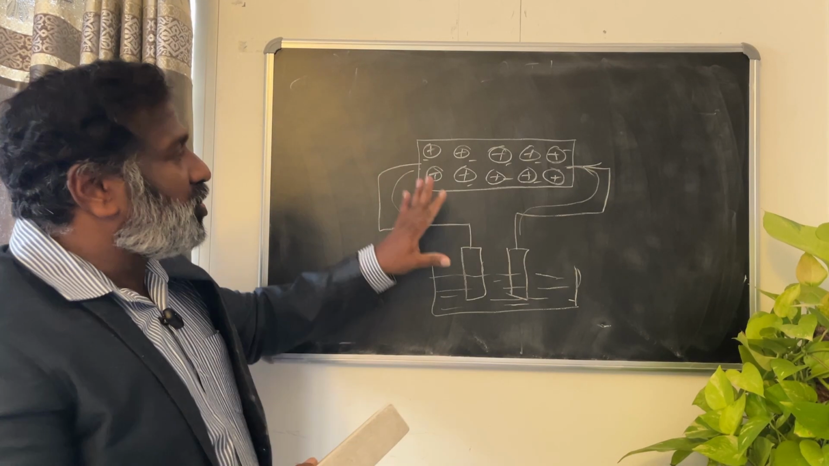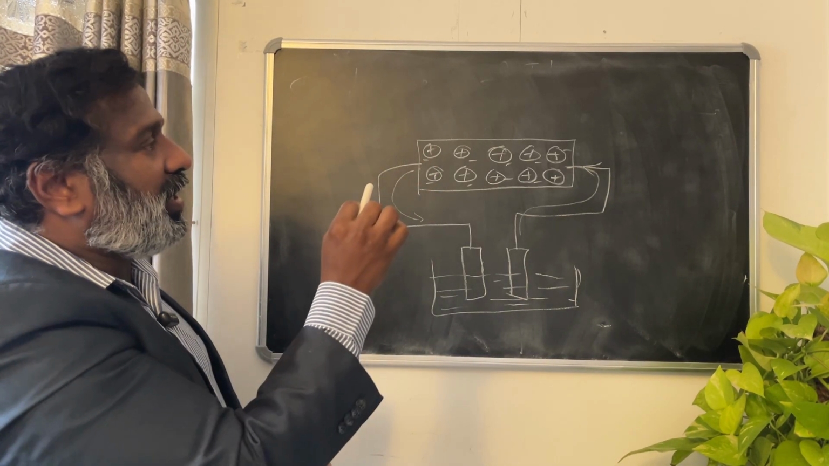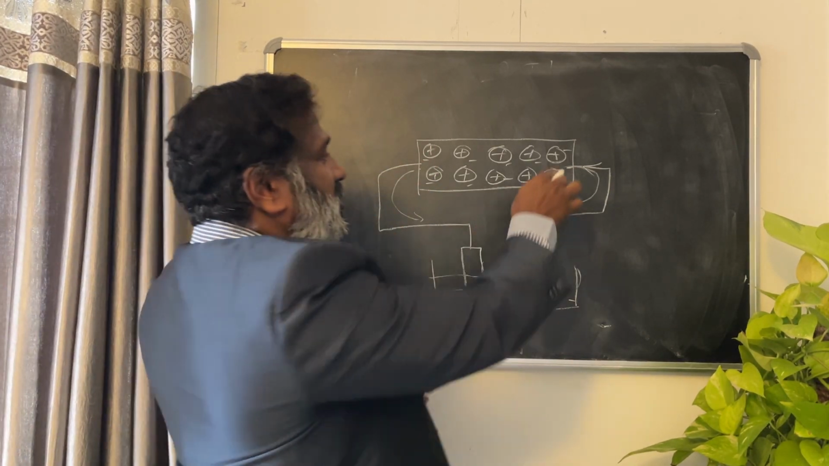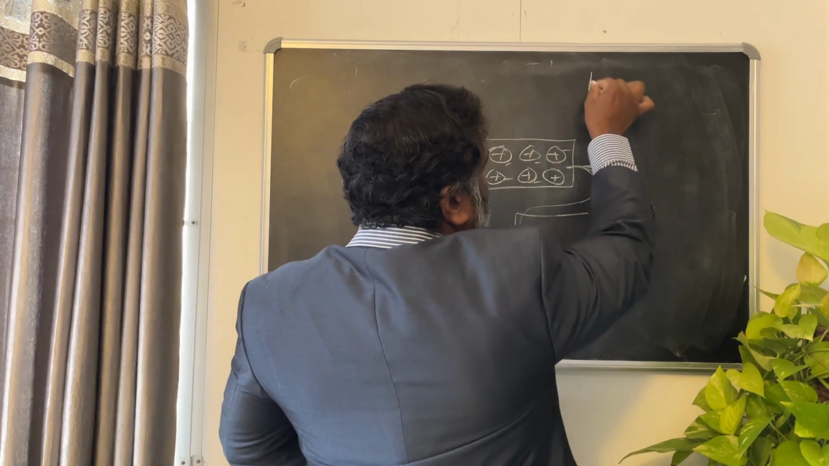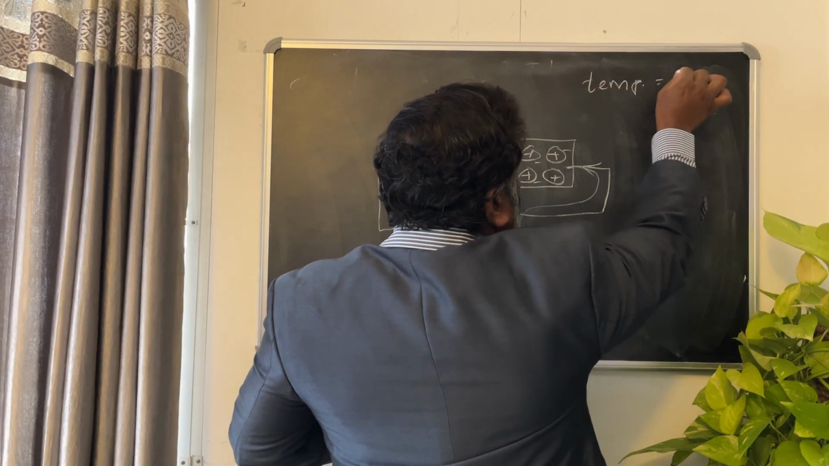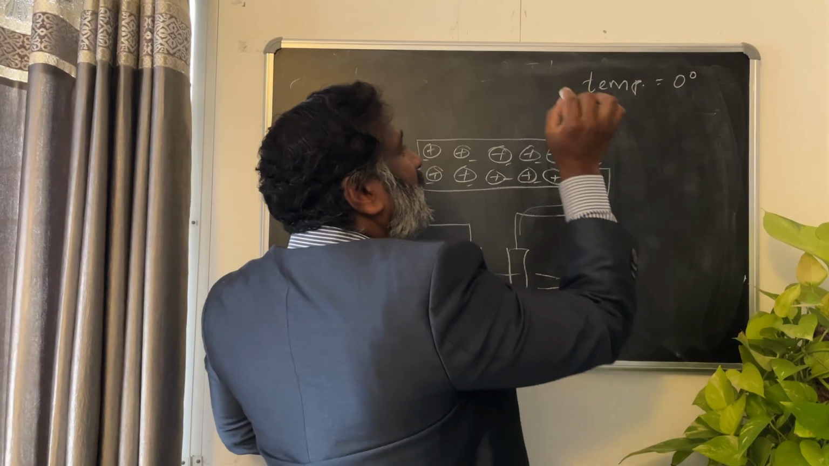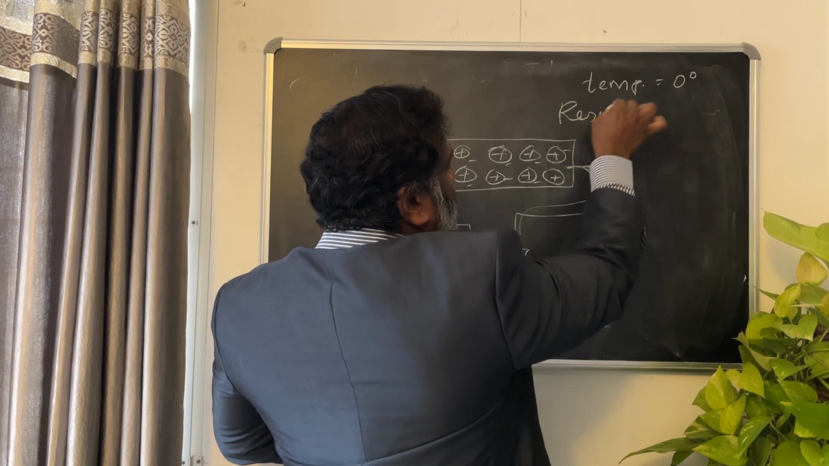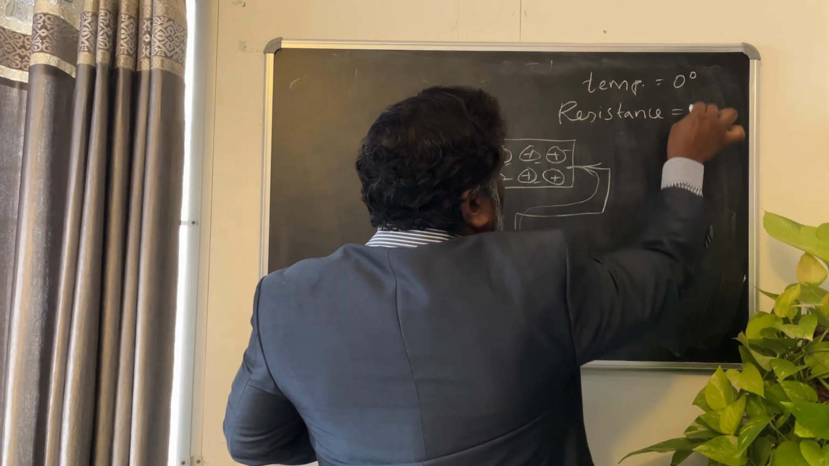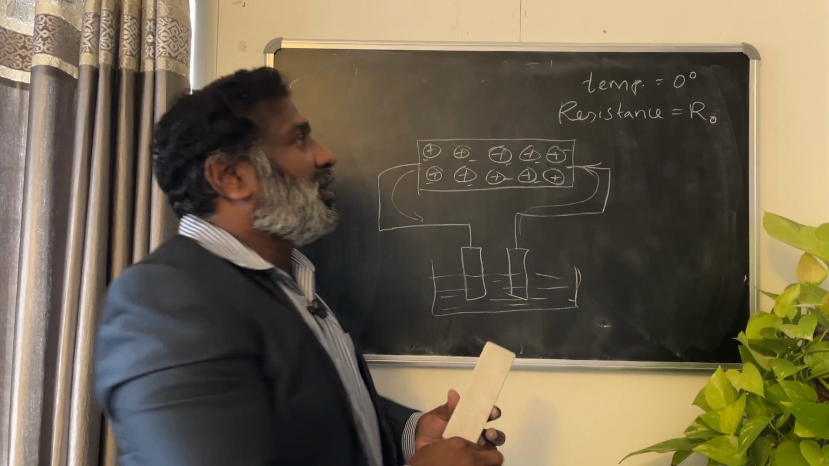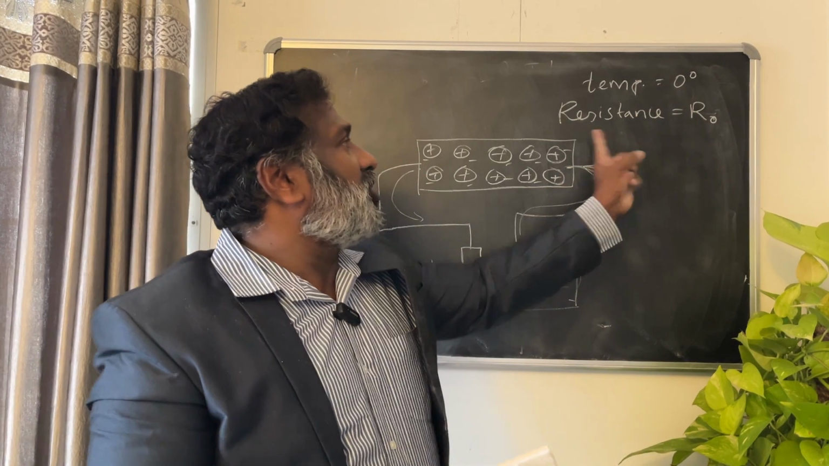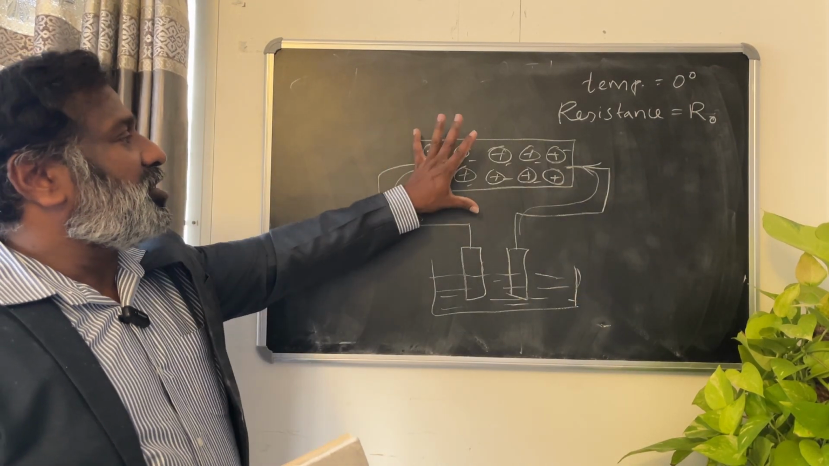Even at 0 degree, there will be a small amount of resistance, which I denote as R0. Resistance at 0 degree temperature. That is the initial resistance at 0 degree.